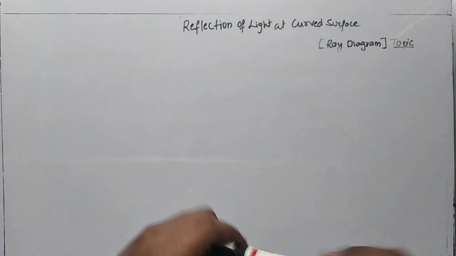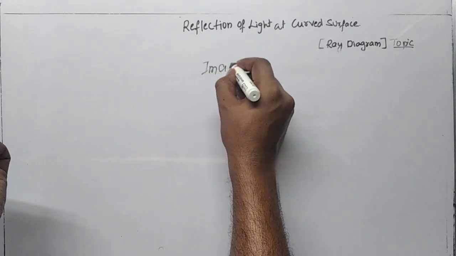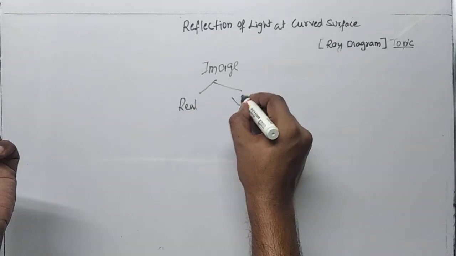You may also have learned about images. First we'll discuss images, a very important topic, which you have covered already in your previous classes. Images are of two types: the first one is real and the second one is virtual.